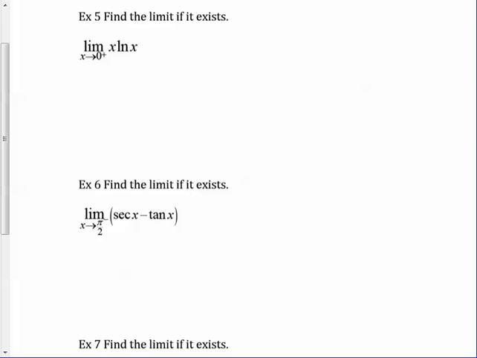Okay, so remember, when using L'Hopital's rule, there are only two indeterminate forms that L'Hopital's rule applies to, and that's infinity over infinity and 0 over 0. When I look at this limit, I get 0 times negative infinity. Definitely an indeterminate form, but not one that I can use L'Hopital's rule for. So I'm going to make this look like a problem I can use L'Hopital's rule for.